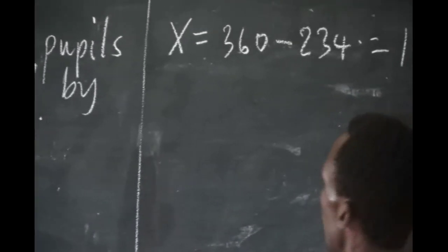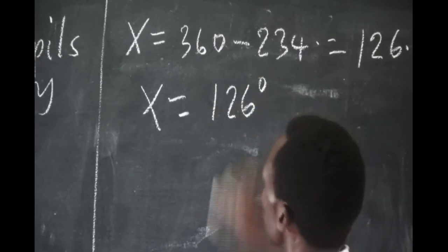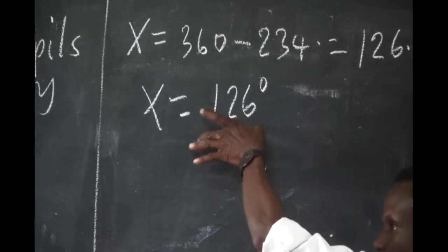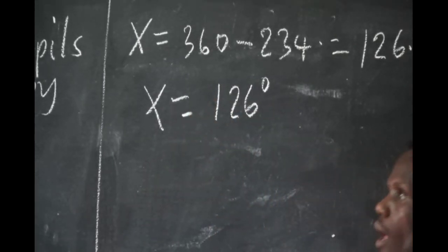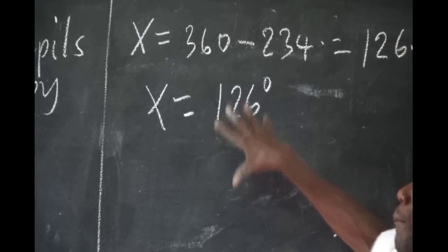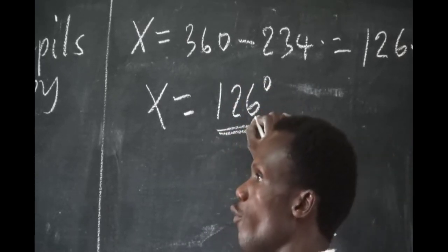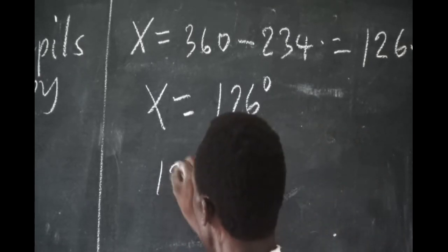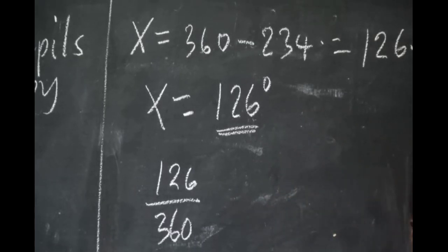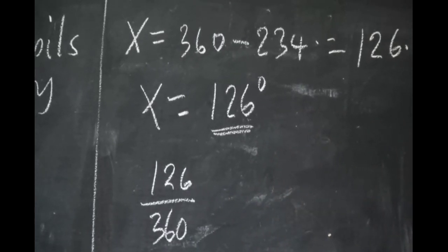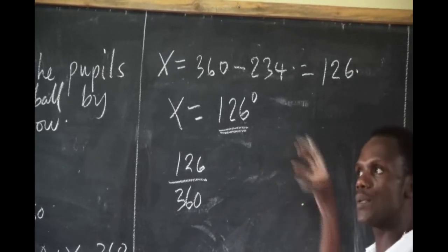If this is the case, we have got the portion of the footballers, the pupils that were playing football. But this is not the answer. We have been asked to find the percentage of the pupils that were playing football. This is a degree, but it is out of 360. Now it is 126 over 360. Anything that you want to convert into a percentage, it is our duty to multiply it by 100, so that we can get to a percentage.